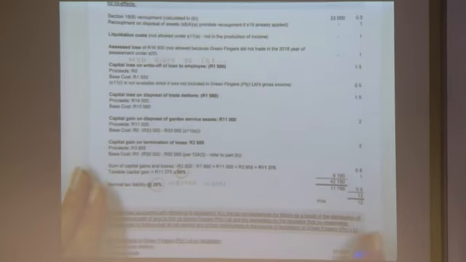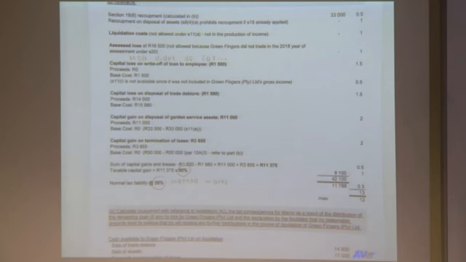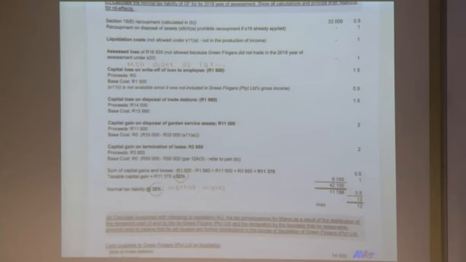Okay, so the next part of this question, still relating to the debt write-off, question 1C, was calculate the normal tax liability of Green Fingers for the 2018 year of assessment. Remember, this was the year that they went into liquidation. So there are specific rules that apply to your final taxable income in your year of liquidation. First of all, there's a deemed disposal of all your assets.